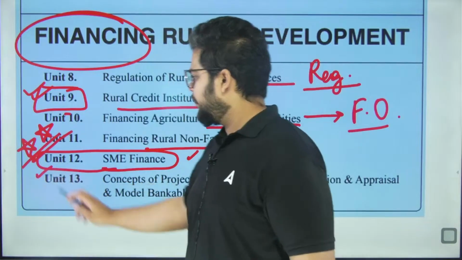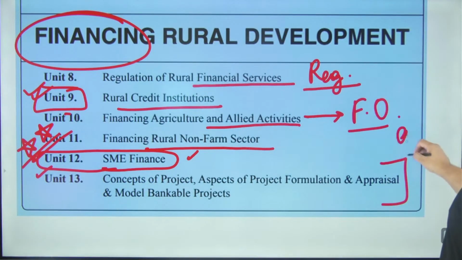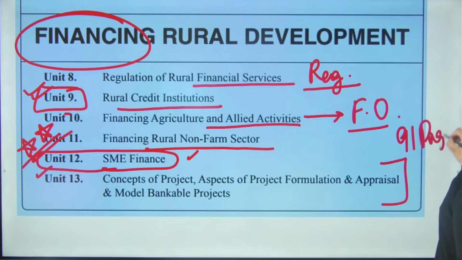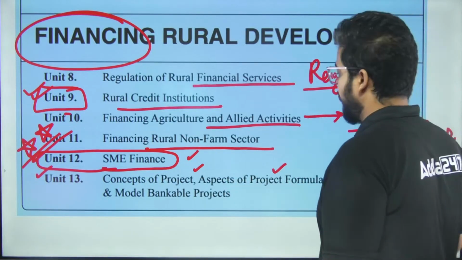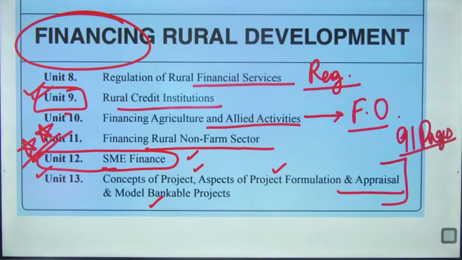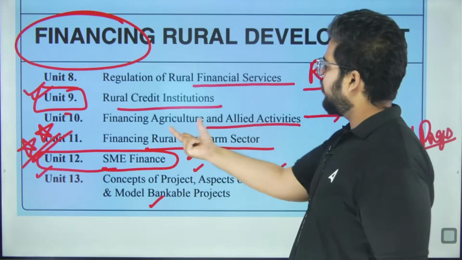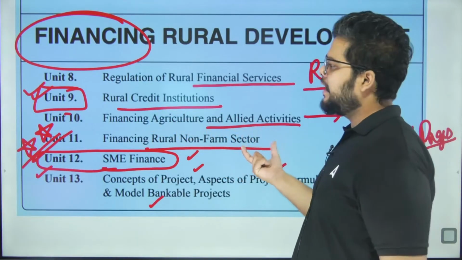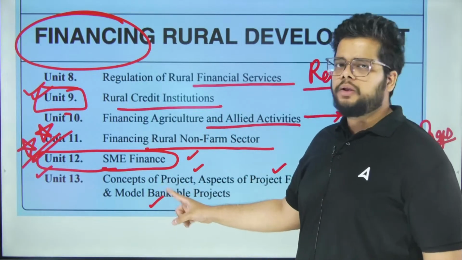Same goes for unit number 13, the most bulky unit of the entire syllabus, having 91 pages. The potential of this particular unit, that is concepts of projects, aspects of project formulation and appraisal and model bankable projects, is huge. The potential of asking questions is huge from this unit, because whatever you have studied in rural credit institutions and financing agriculture and allied activities will directly be conceptualized in unit number 13.